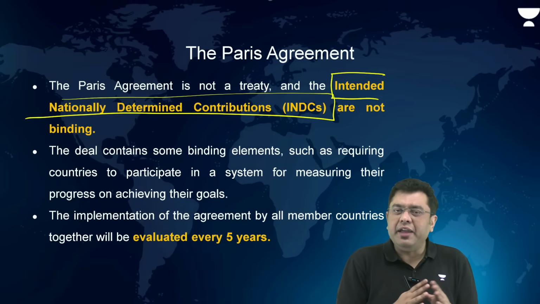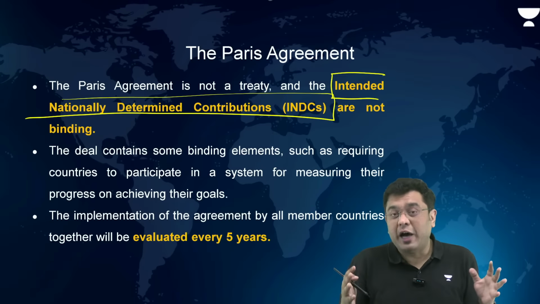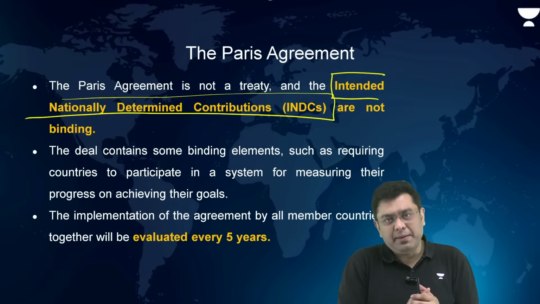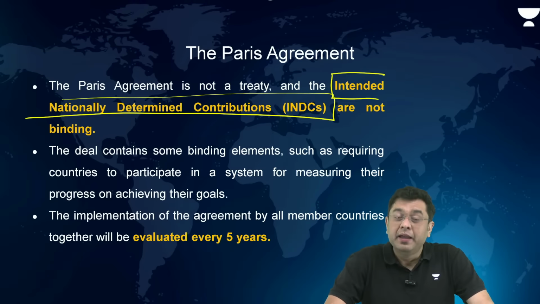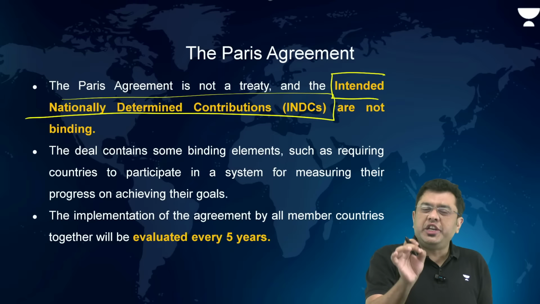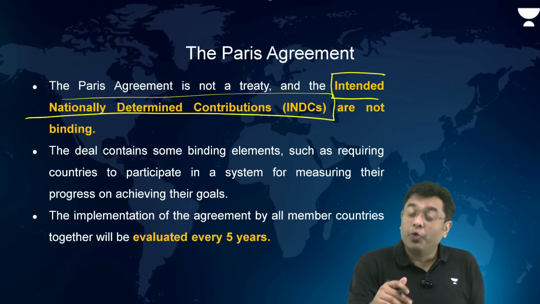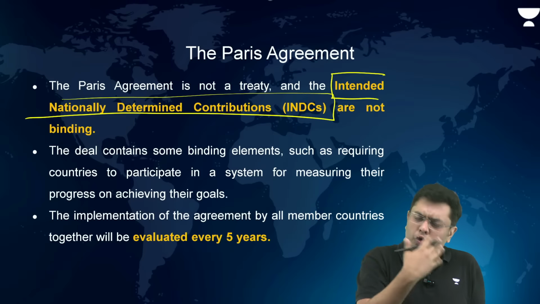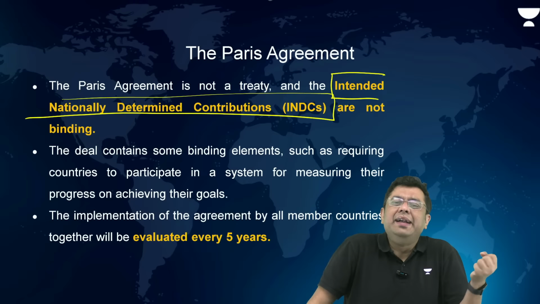And after 5 years, there has to be a global stock take, that which country has achieved how much and which country is lagging behind. That was the basic concept of the Paris Agreement. Now, amongst the major economies of the world, India is the only major economy which achieved its nationally determined contribution and was actively disappointed, hugely disappointed, when nobody basically identified that.